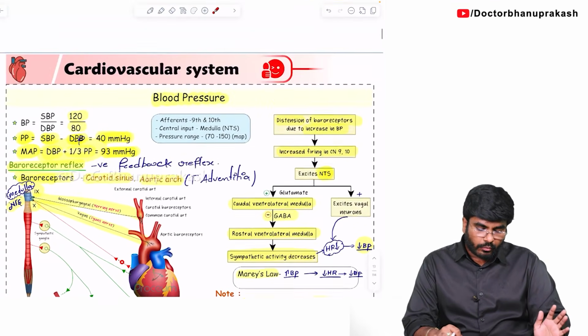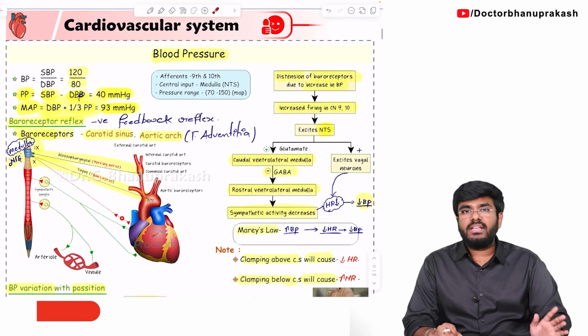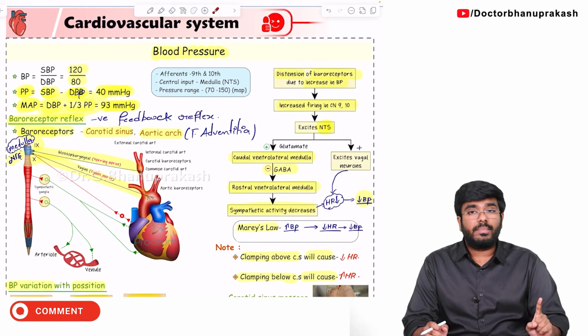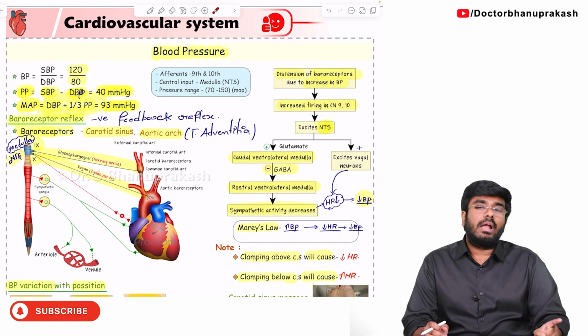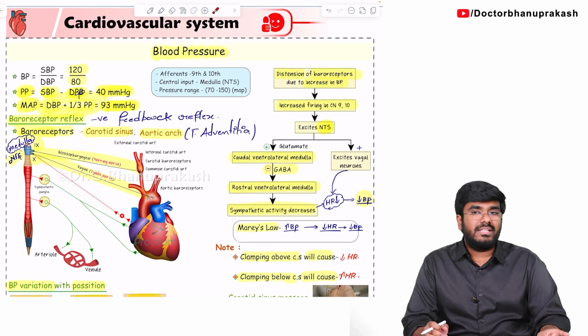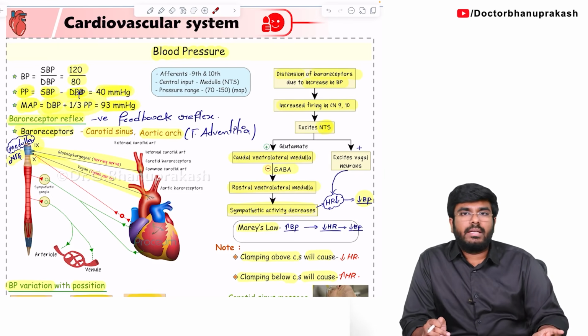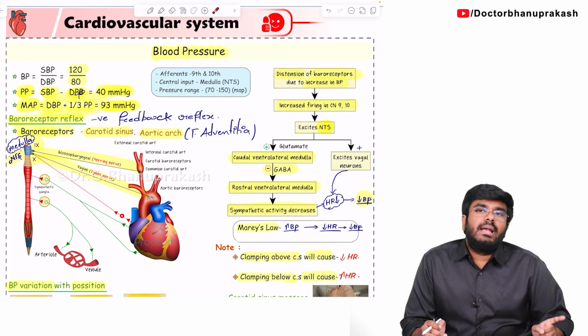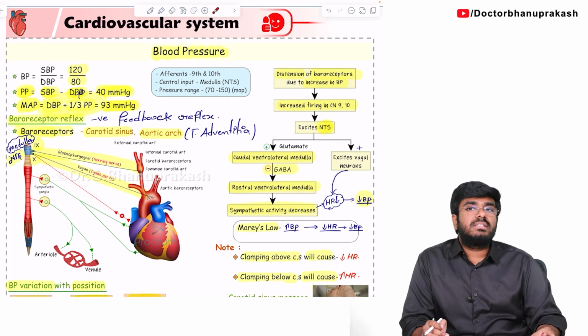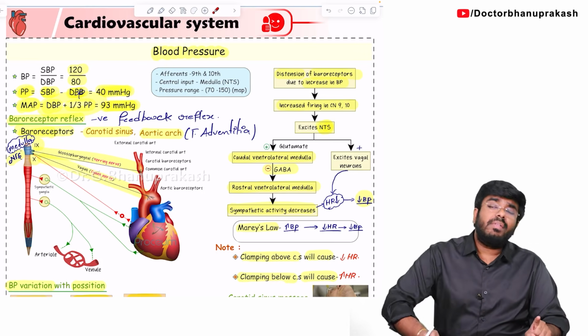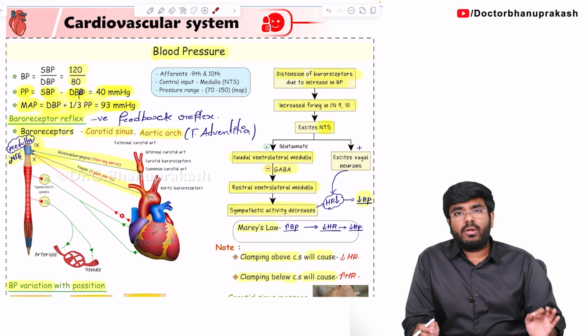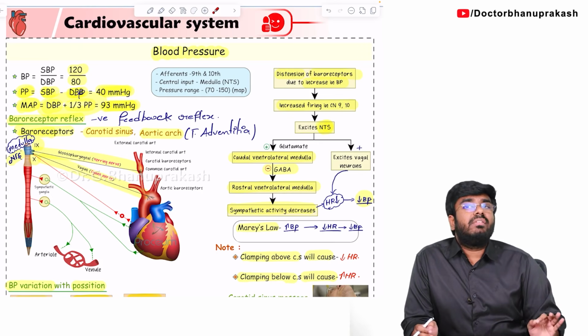Now, again, I am telling you what are the important things that you should know in the baroreceptor reflex. The baroreceptors are present where? The baroreceptors are present in the carotid sinus and aortic arch. And what is the center? It's the nucleus of tractus solitarius in the medulla. And what are the afferents? 9th and 10th cranial nerve. Baroreceptor reflex is an example of a negative feedback reflex. What is the mean arterial pressure? The formula is diastolic blood pressure plus 1/3 of the pulse pressure, that is somewhere around 93. Baroreceptors are always located in the tunica adventitia.